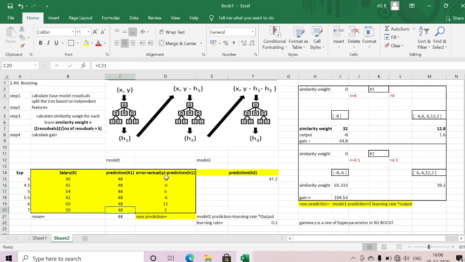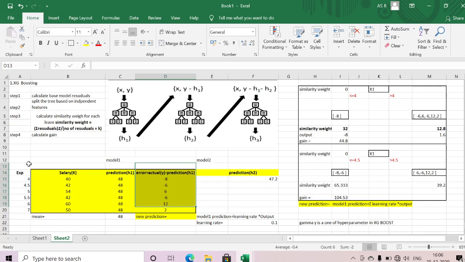Okay, if I calculate the error, actual minus prediction: 40 minus 48 is minus 8, 42 minus 48 is minus 6, 54 minus 48 is 6, 42 minus 48 is minus 6, 60 minus 48 is 12, 50 minus 48 is 2. Okay, I got the error. This error we need to pass to the next decision tree. I have the base model, I got the mean prediction, and from that I got the error.